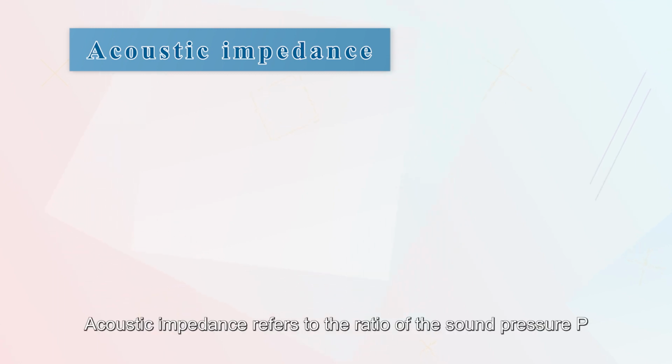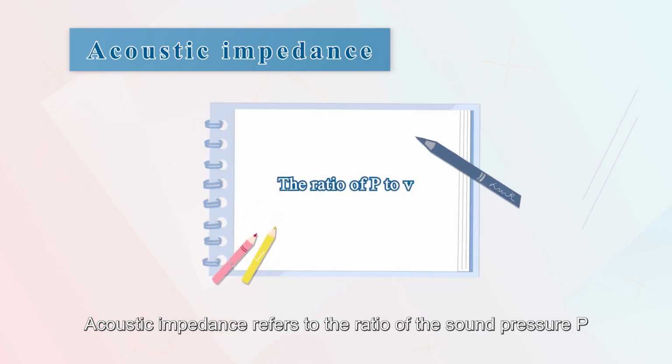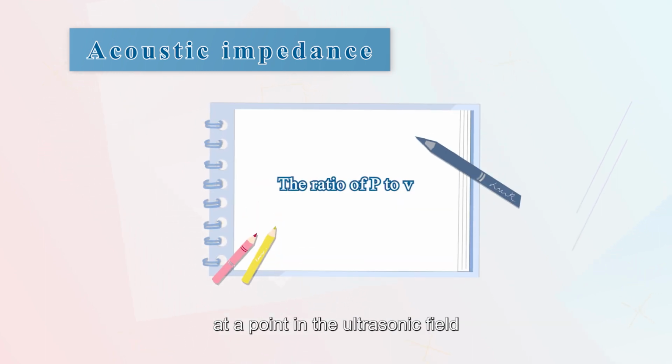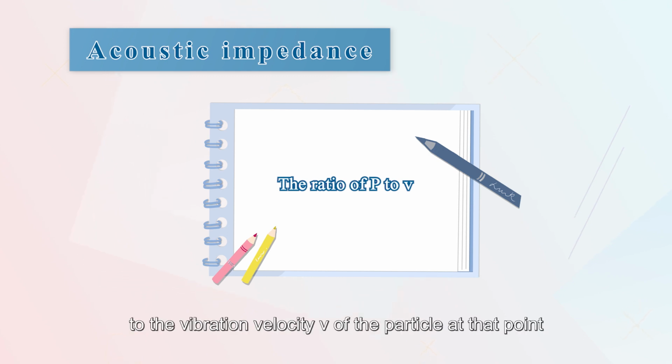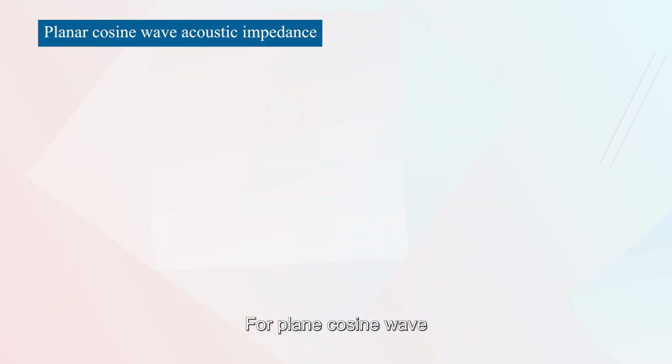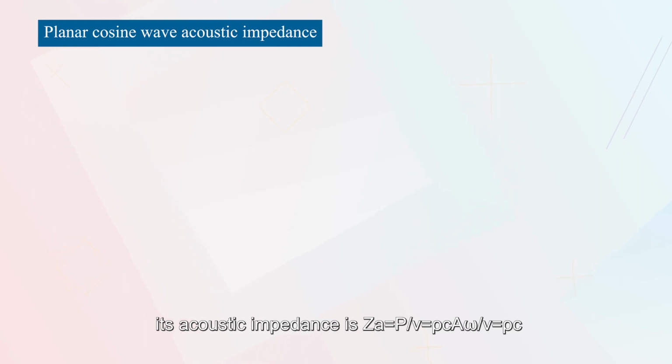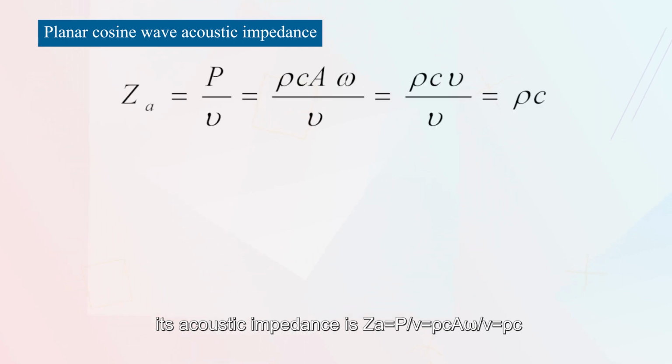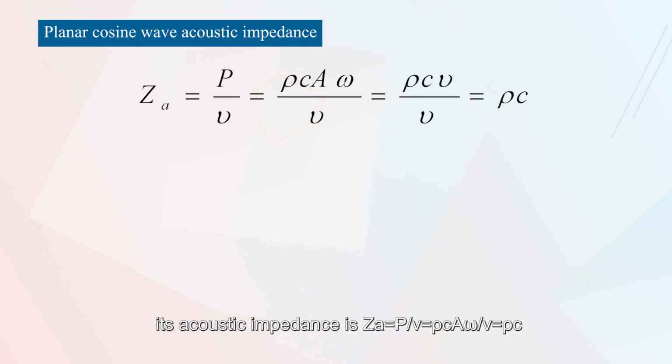2. Acoustic impedance. Acoustic impedance refers to the ratio of the sound pressure P at a point in the ultrasound field to the vibration velocity V of the particle at that point, and is represented by the symbol ZA. For a plane cosine wave, its acoustic impedance is ZA = P/V = ρCAω/V = ρC.